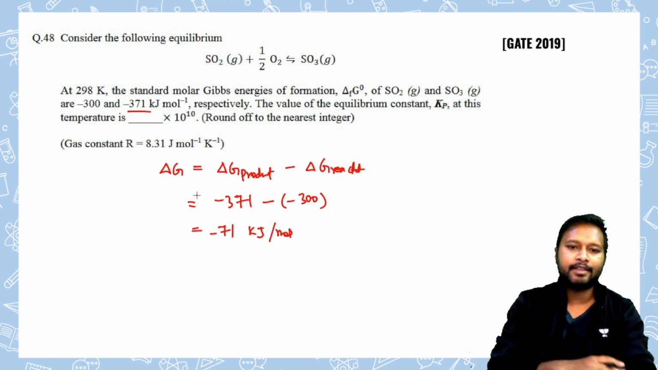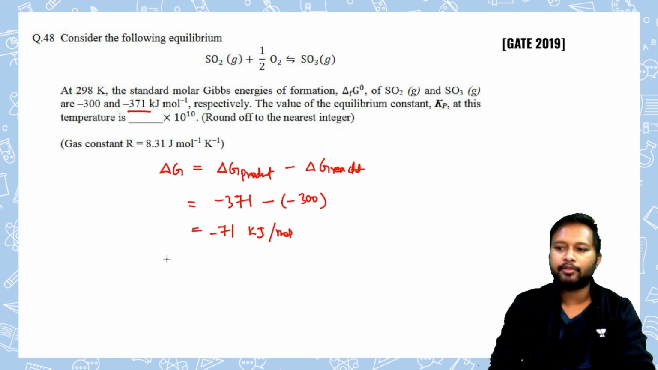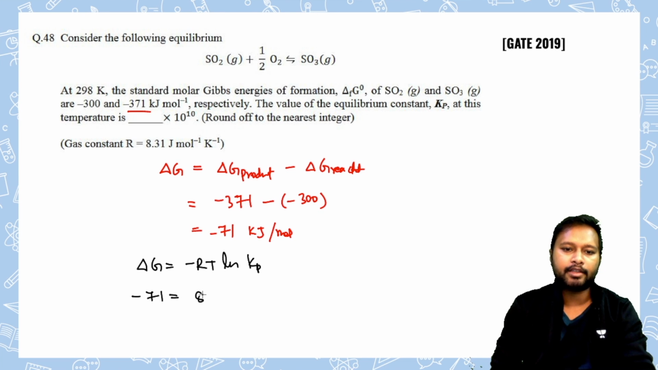Now once you have found delta G, Kp is pretty simple to find out. You just have to use this relation, that is delta G equals minus RT ln Kp. Kp is what you have to calculate. Delta G you have as minus 71, R is 8.314, temperature you have to keep as 298, and ln Kp.